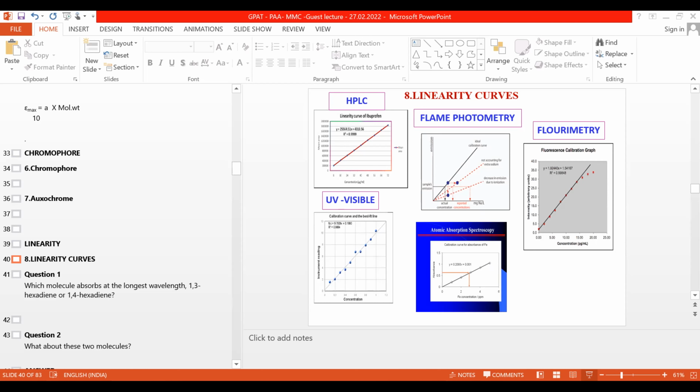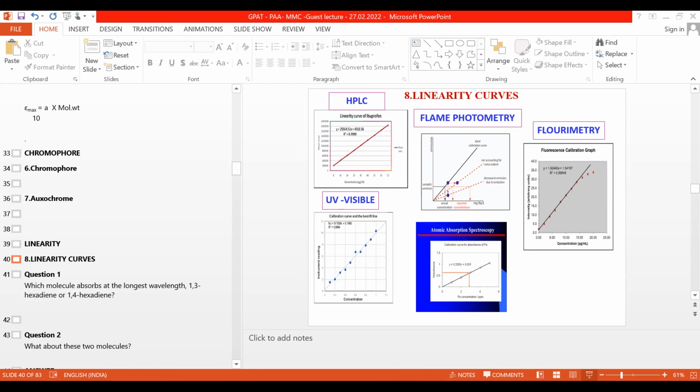So concentration can be expressed in any units, but your x-axis is going to be the same when you plot a linearity curve in all the techniques. So x-axis is concentration, that is, a series of different concentrations of solutions are prepared, and you measure the responses. So what is the response in HPLC? HPLC is peak area, in flame photometry it is flame intensity, in fluorimetry it is fluorescence, in atomic absorption again it is absorption like UV visible. So the y parameter is always an unknown parameter, you all agree with me.